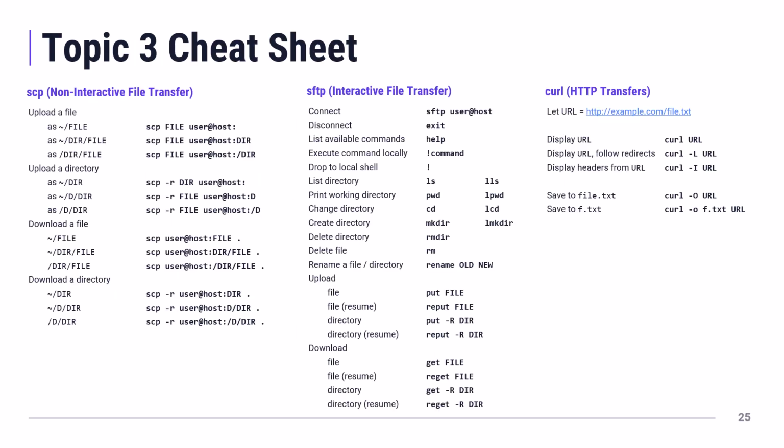Finally, as usual, I have a topic 3 cheat sheet here that just gives you some of the more common operations for SCP, SFTP, and curl. So feel free to use that. And that's it for this topic.